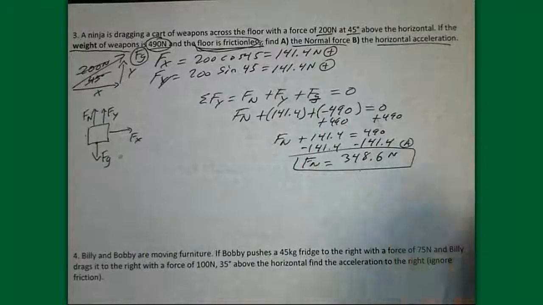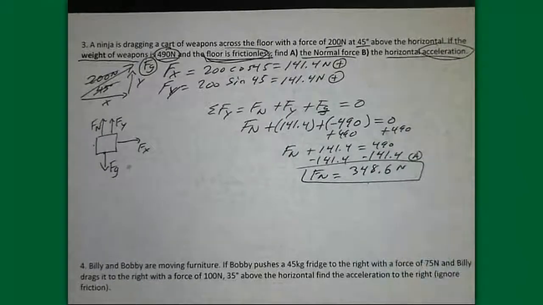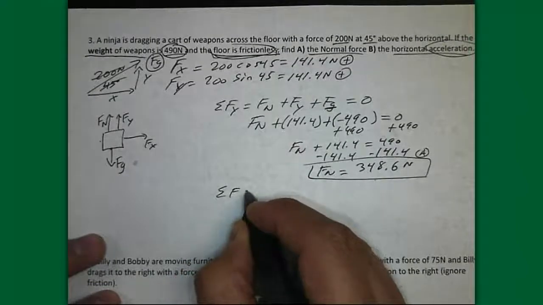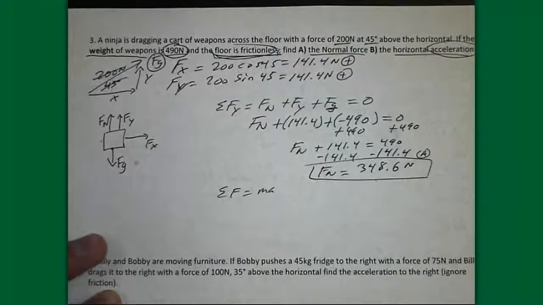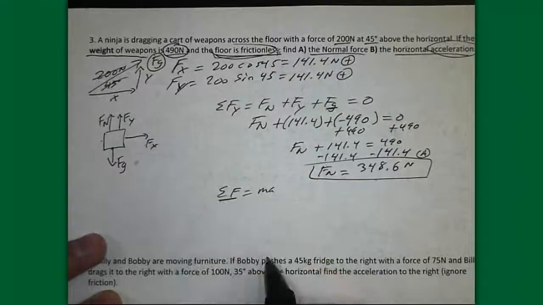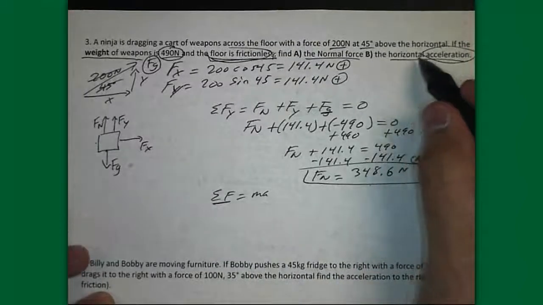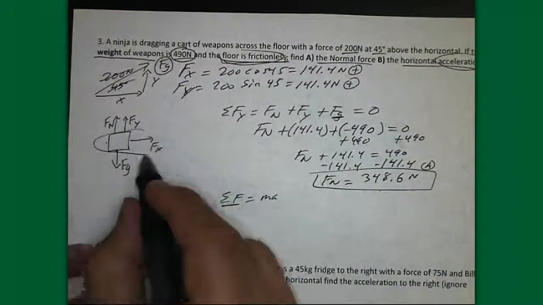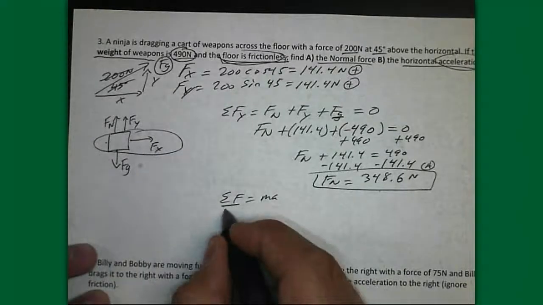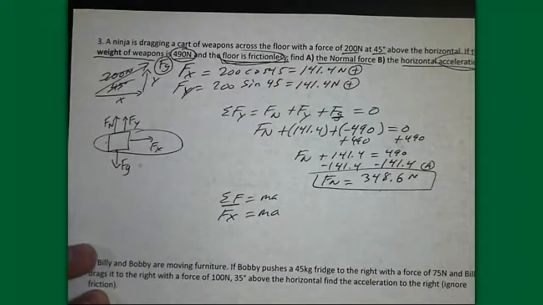So there's part A. Part B, we want to find the horizontal acceleration. If we're messing with acceleration and we don't have any speeds, we're probably going to be using sigma F equals ma. And I'm going to sum the forces on the left side that are in the direction of my acceleration. Acceleration is horizontal. So I'm going to sum all of the horizontal forces, and it's beautiful this time because I just have one. There's no friction to consider. So the x force equals the mass times the acceleration.